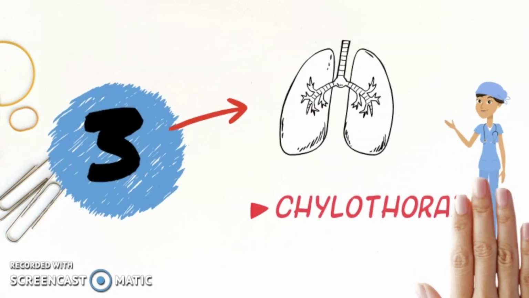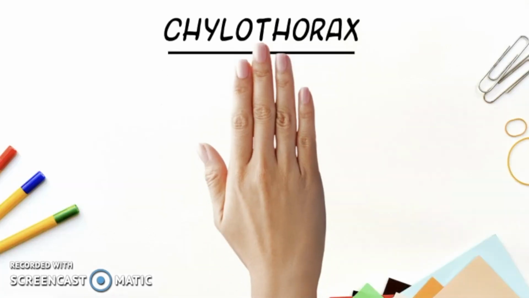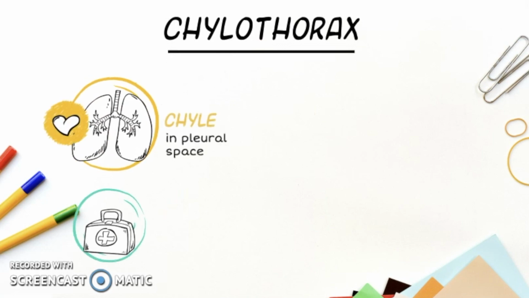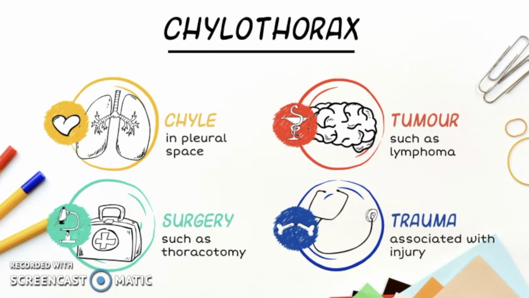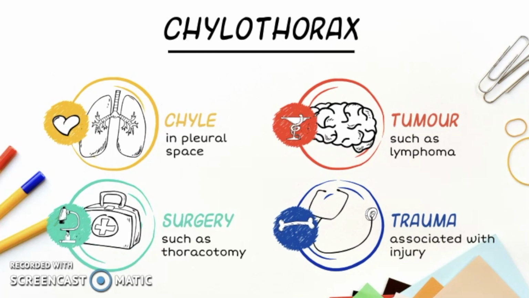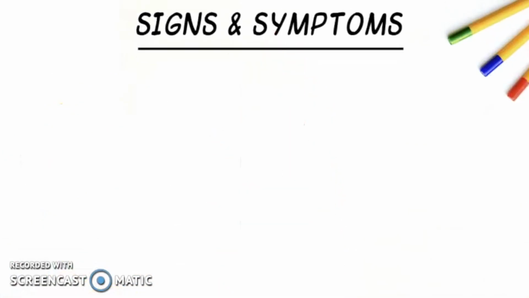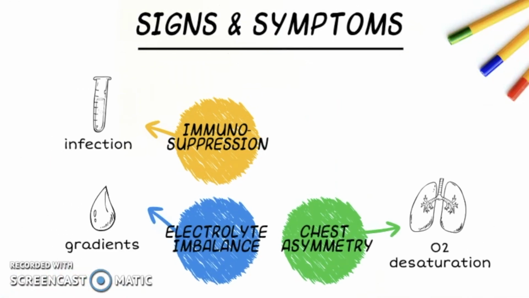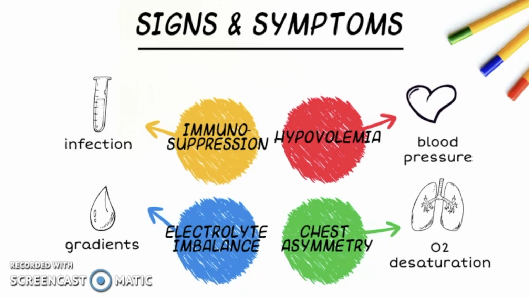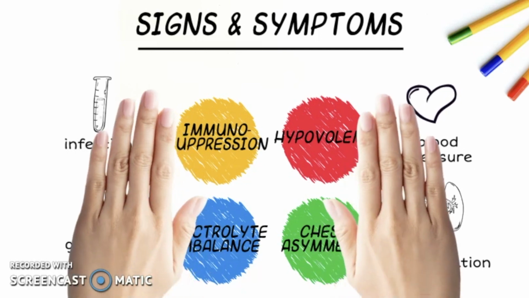Now we will be discussing chylothorax. A chylothorax occurs when there is a collection of chyle in the pleural space. This can be caused by a surgery, tumor, or any sort of trauma that causes damage to the thoracic duct. Some symptoms include immunosuppression, which can cause infection, electrolyte imbalance, which can affect diffusion gradients, chest asymmetry, and hypovolemia.